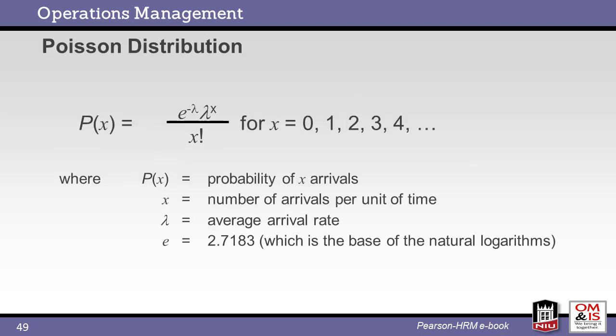To analyze customer demand, using a Poisson distribution, this equation is used. P of x is the probability of a certain number of x arrivals, which is the number of arrivals per unit of time. Lambda is the average arrival rate, and e is the base of the natural logarithm. Don't be intimidated by this equation. If you have access to Microsoft Excel, use the Poisson.dist function to simplify your work.